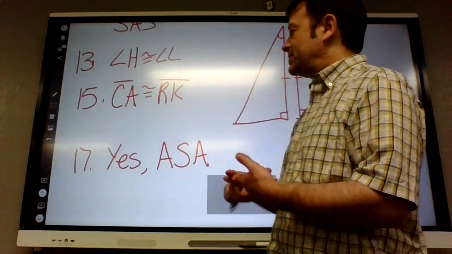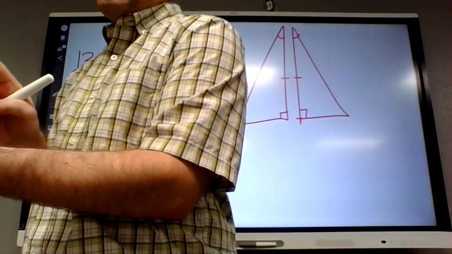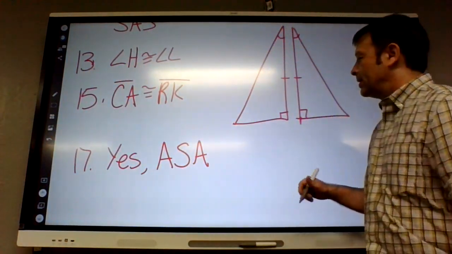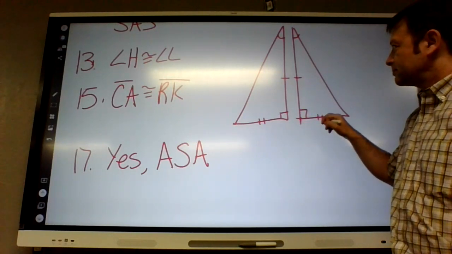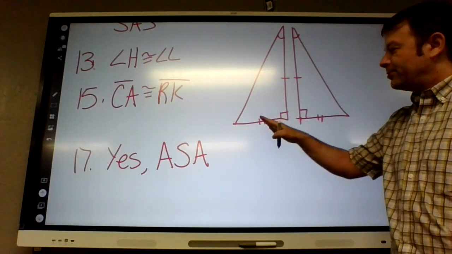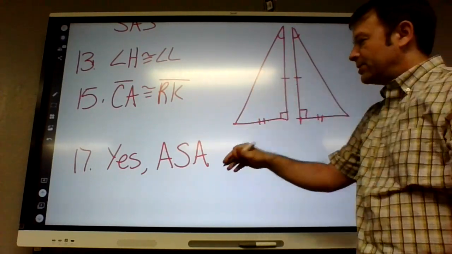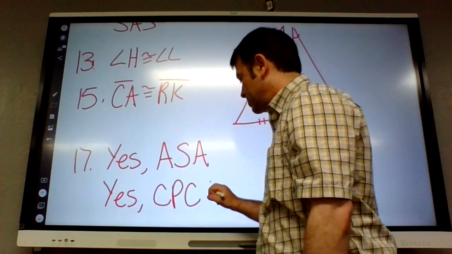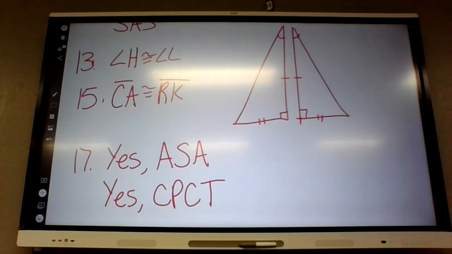See that? There is a second part of the question. Can you be sure that the bottom of each sail is the same length? Why? Yes. Why do we know these two are the same? Because of the other angle, or CPCT. Right, because they're corresponding parts on triangles that we already said were congruent. So it's yes, C, P, C, T. Corresponding parts of congruent triangles.